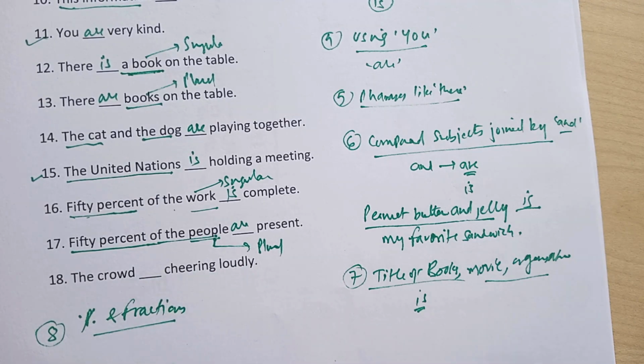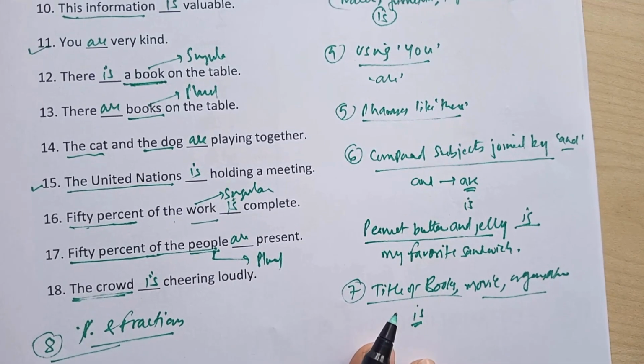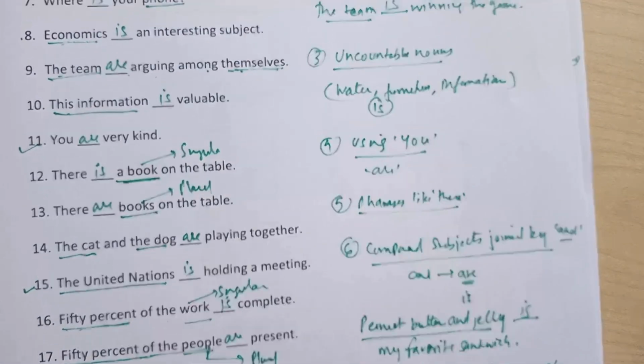Okay, now we have a last problem: the crowd blank cheering loudly. So what is this crowd? Crowd looks plural to you, but we always treat it as a single group. So that group is cheering loudly. You need to remember all these 8 or 10 rules that I have explained to you today.